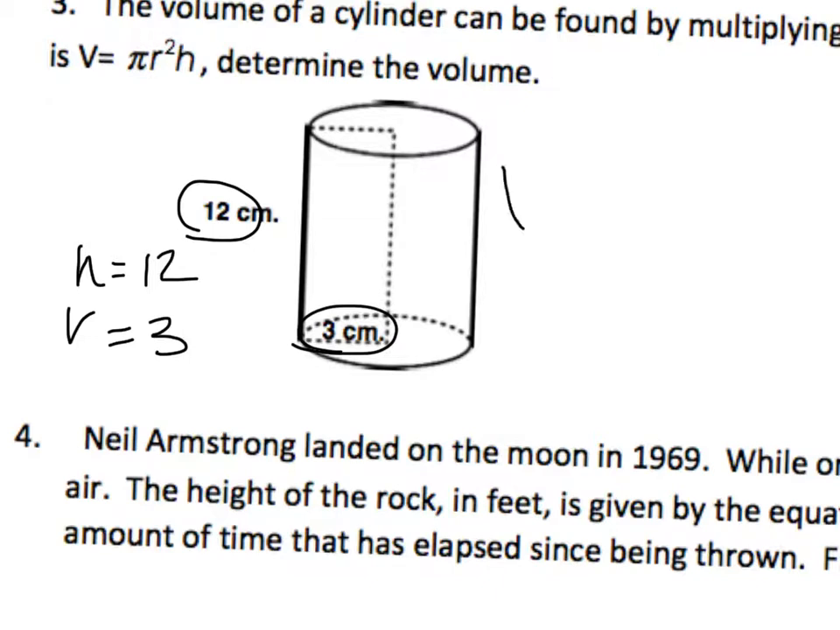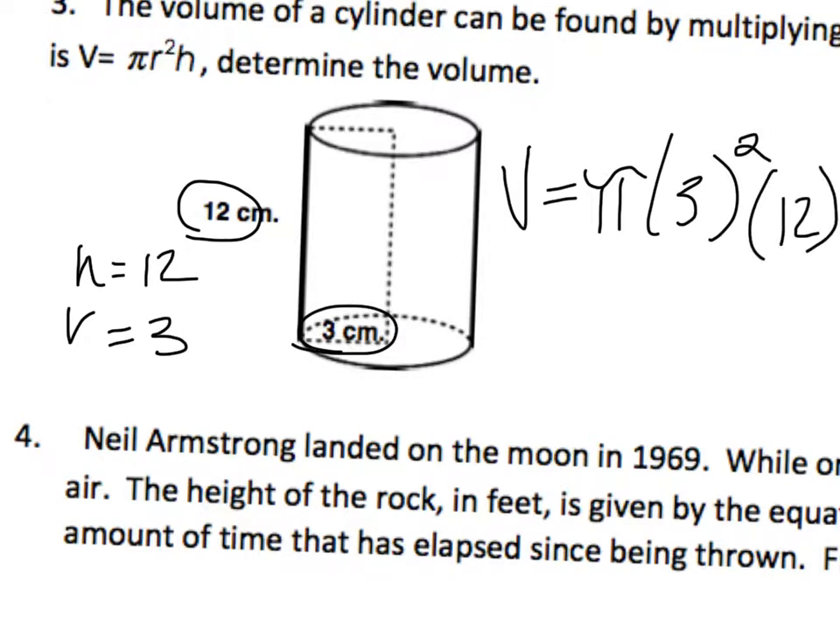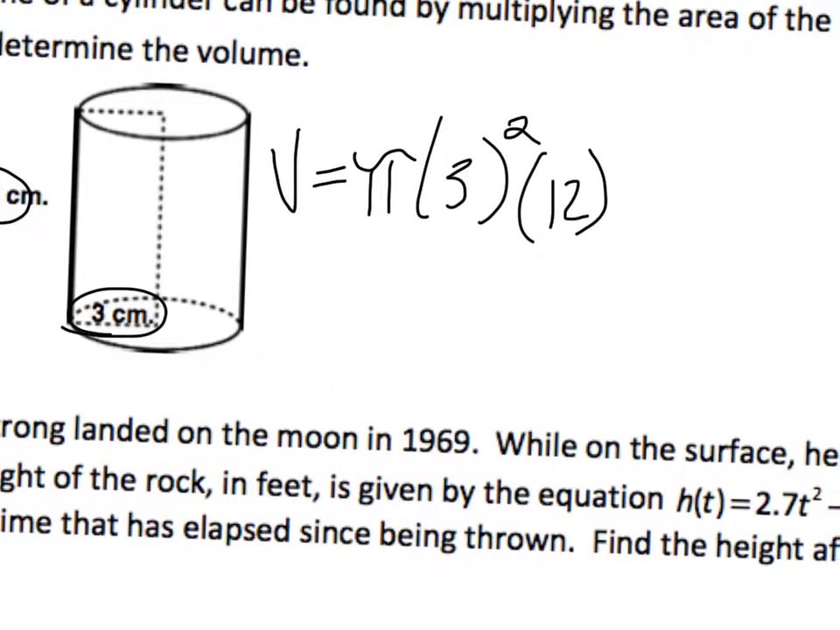So you're going to substitute in, pi is a number, and then you're going to put in 3 for the r, so 3 squared, remember, squared, not cubed. Remember, put in parentheses whenever you substitute a number, and then 12 for the height. And now we're just going to simplify this.